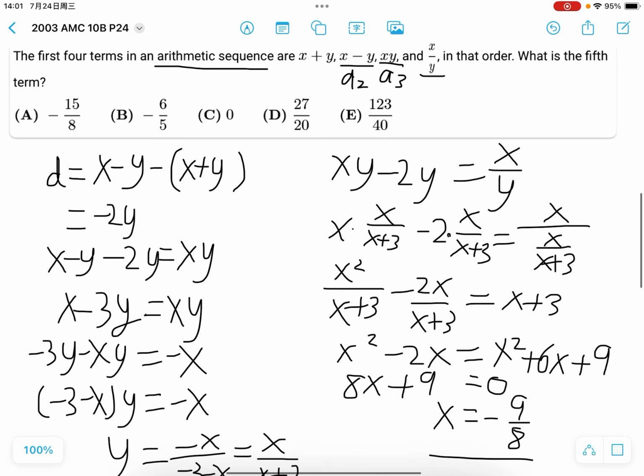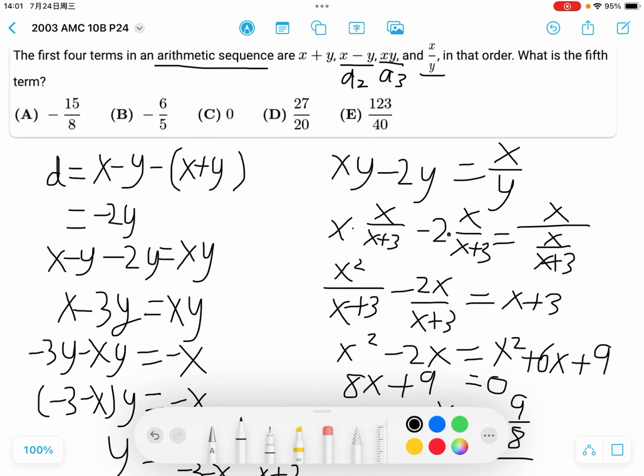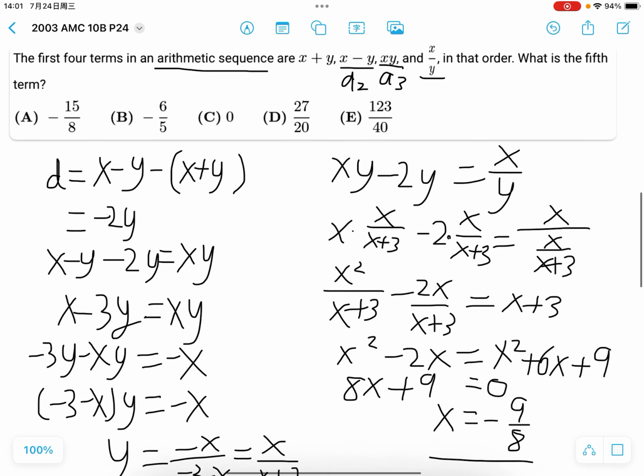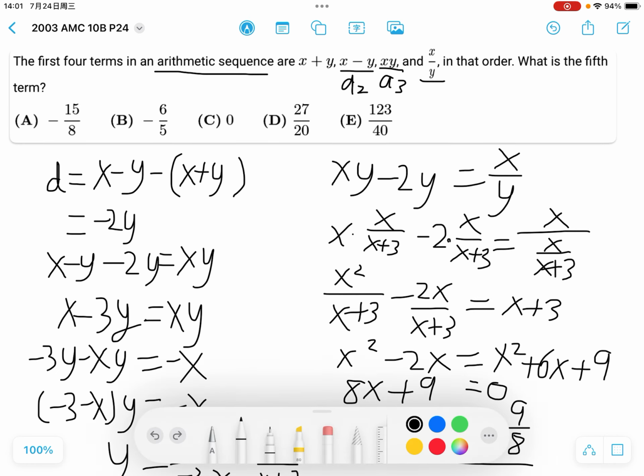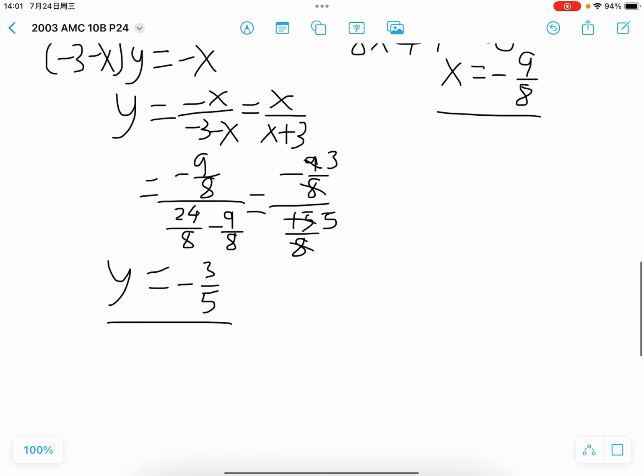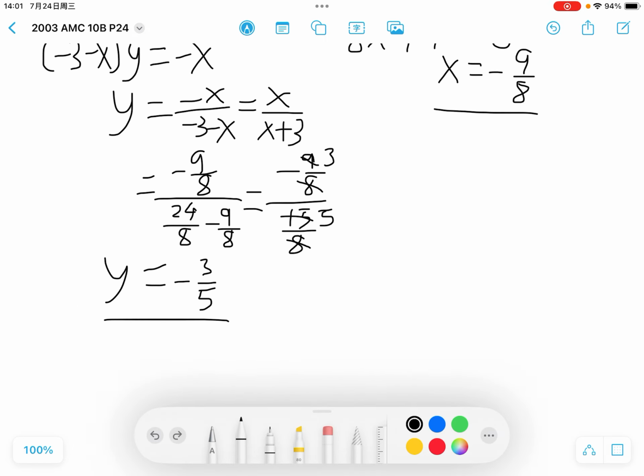We want the fifth term of this sequence, and the fourth term is x over y. So all we have to do is add the common difference to x over y and we'll get the fifth term. So we have x over y. If we add to it the common difference, which is negative 2y, then we'll get the fifth term. So we have to just evaluate this expression. Basically we have negative 9 over 8 over negative 3 over 5 minus 2 times negative 3 over 5.